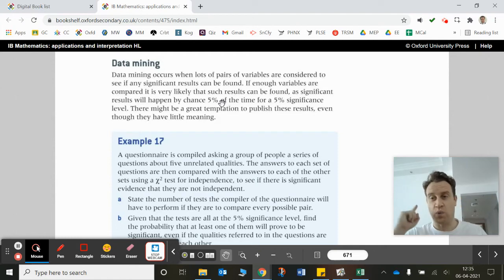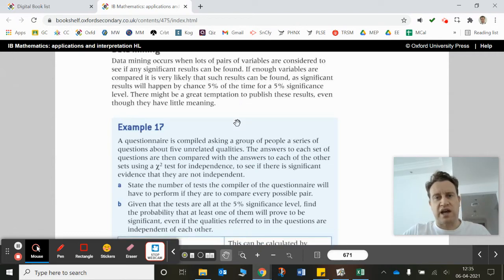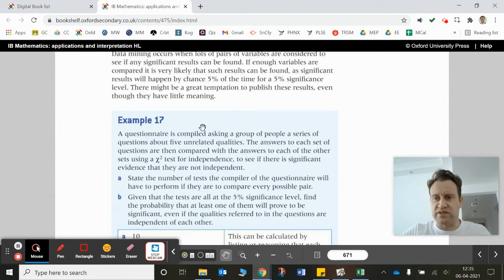Now that's called a type 1 error. That's accepting the alternative hypothesis when in truth this has just happened according to random error. So in fact, the null hypothesis is true. So let's have a look at example 17 then.